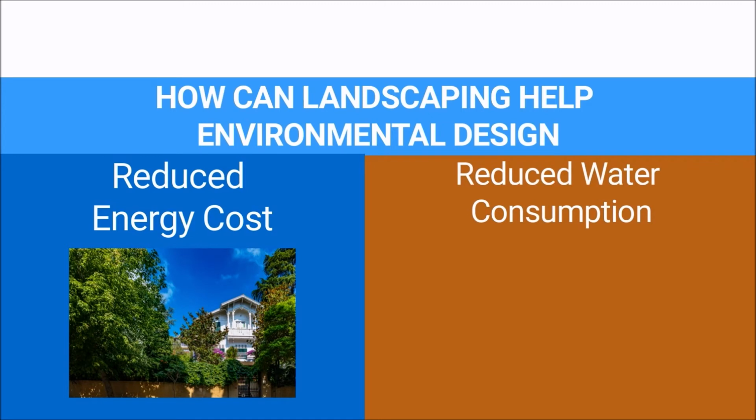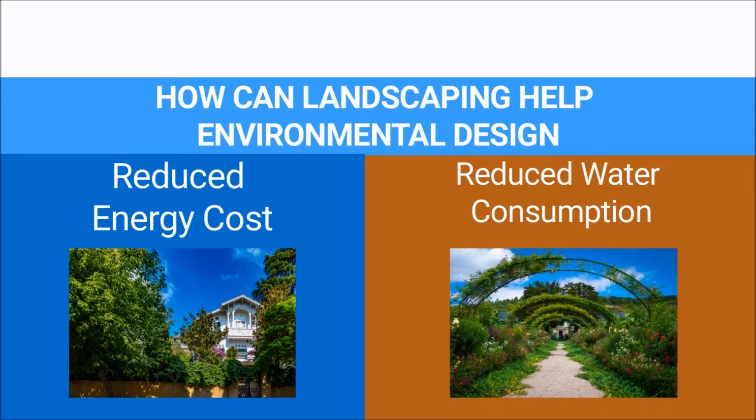Reduced water consumption. Landscape architects can come up with ways to keep water in the ground. They do this by adding plants. Architects can use plants that don't need a lot of water. The use of mulch can also save water.